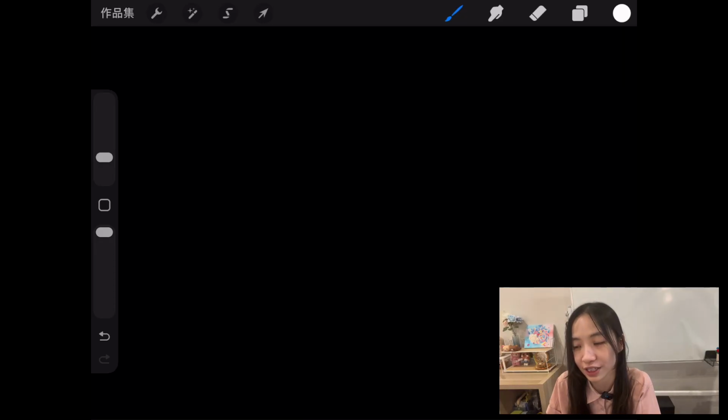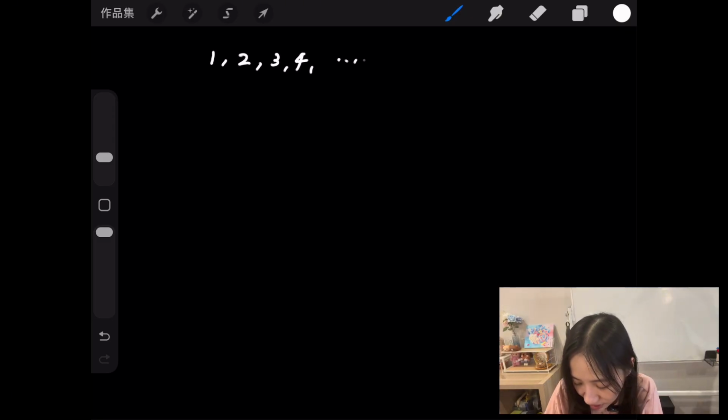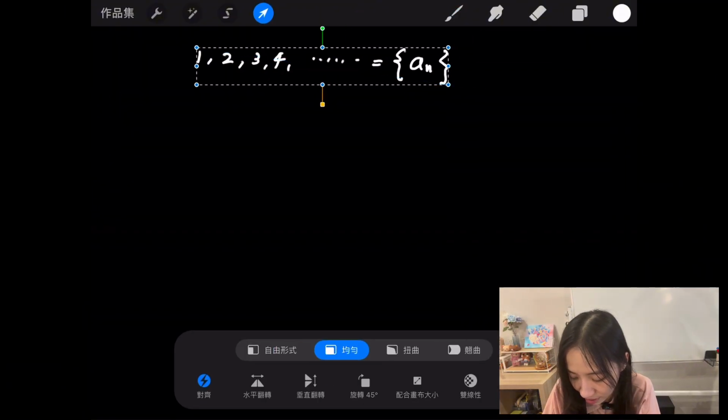Okay, so today we talk about series and infinity. Oh no, sorry. Today I'm going to talk about sequences and infinite series. So what's a sequence? For example, we have a sequence here: 1, 2, 3, 4, something like that. And we can write it down like this. And what is an infinite series?